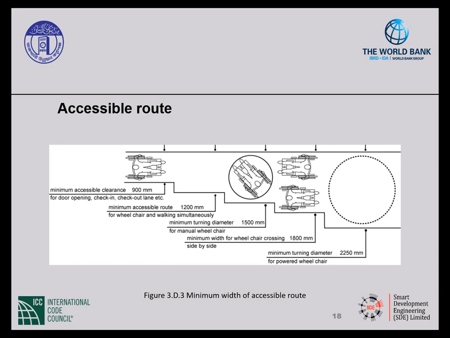You might find that at a door opening, a check-in, check-out counter. If it's a straight portion of the building, say a corridor, a ramp, a stair, the minimum dimension is 1200 millimeters. And this is where you would typically have a single wheelchair passing with a walking person simultaneously.